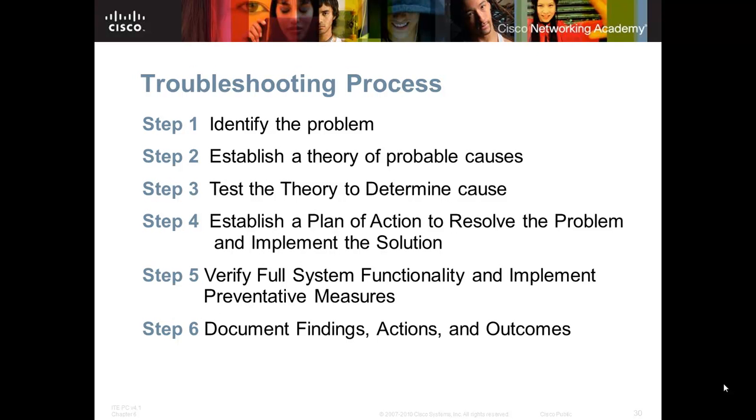The troubleshooting process is still the same for our mobile devices. We have our 6 main steps, which are: identify the problem, establish a theory of probable cause, test the theory to determine the cause, establish a plan of action, verify full system functionality, and always document your findings.